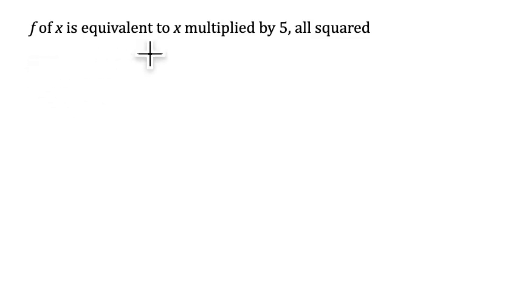f of x is equivalent to x multiplied by 5, all squared. So once again, we have our function notation. f of x is equivalent to, that's just an equal sign, x multiplied by 5, all squared. So x multiplied by 5, the nicest way to write that would be 5x and squared.